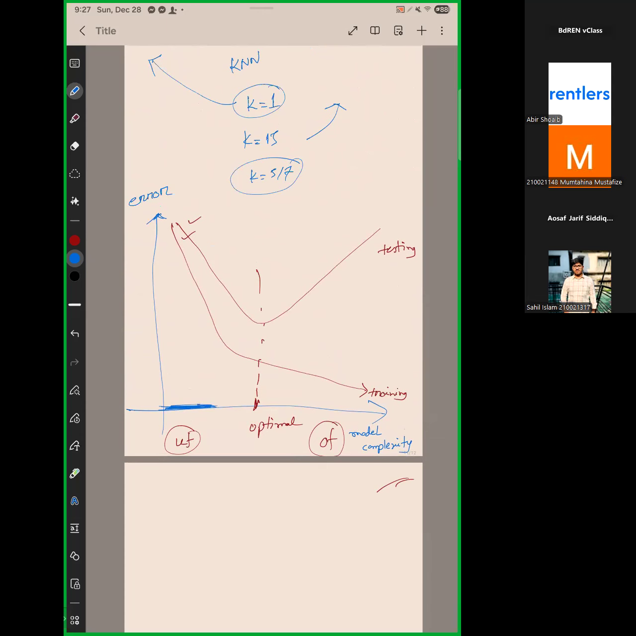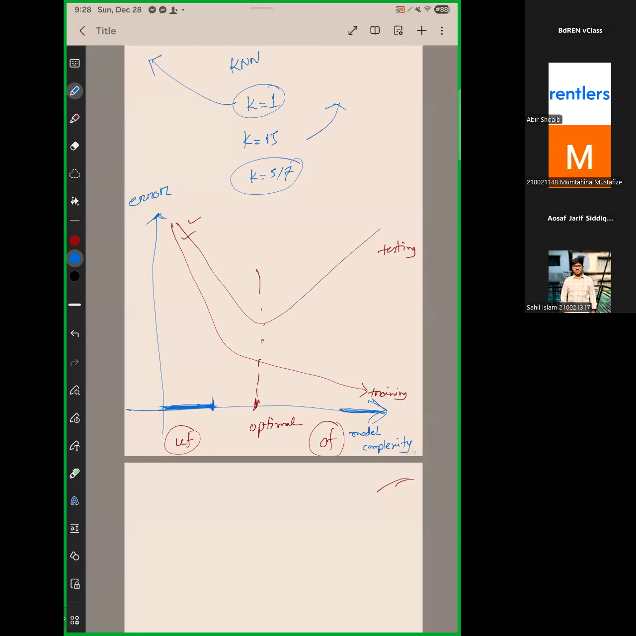So if the model is actually too simple, it will not be able to capture the pattern in the data. That's why your training error and testing error will both be high, because the model is too simple and it will not be able to learn the pattern. If you make the model too complex, then training error will be very low, but testing error will be too high. Okay, we'll see this again.